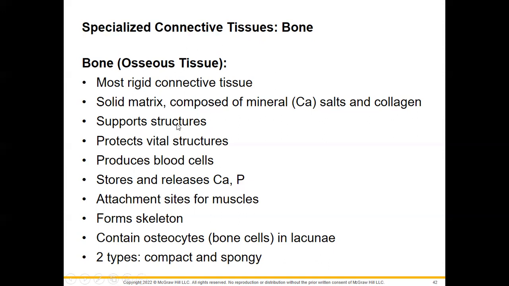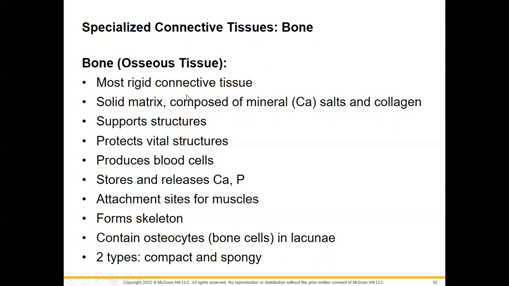This is a supportive structure. Obviously, a bone supports the rest of the body. It protects vital organs, like the skull protects your brain, the vertebrae protects your spinal cord. Inside of bone, we have a substance that actually produces blood cells, red blood cells, white blood cells. We call that bone marrow. All right, so bone marrow is going to sit inside of bones and it's going to produce blood cells.